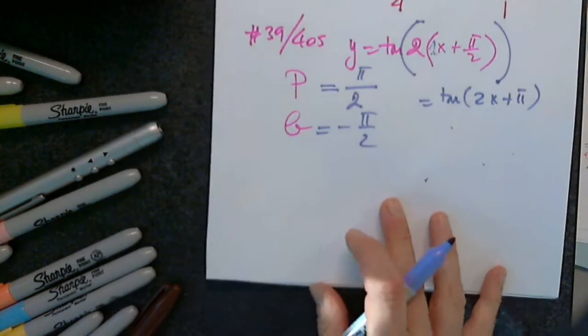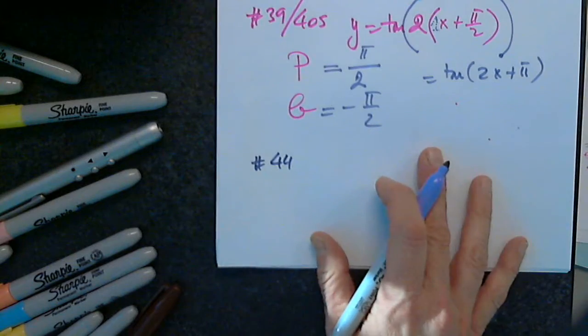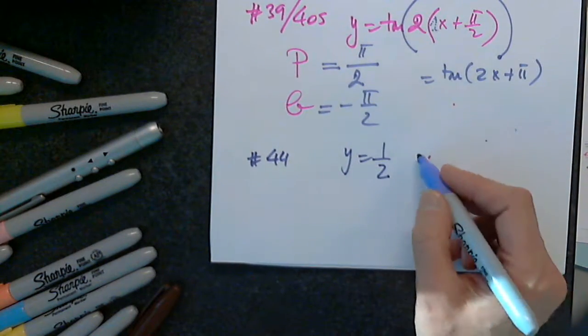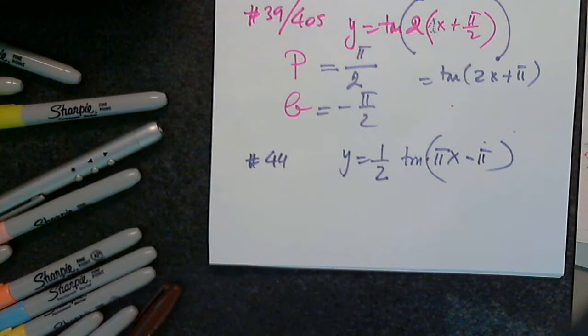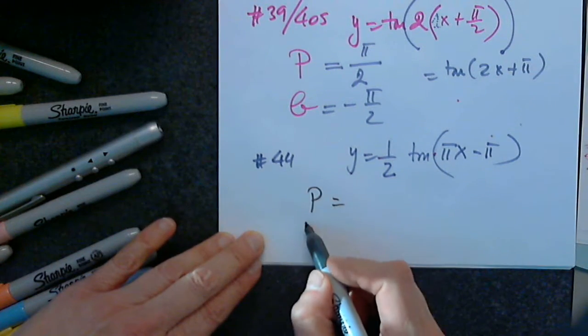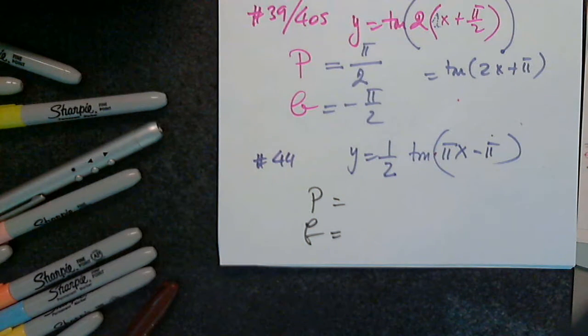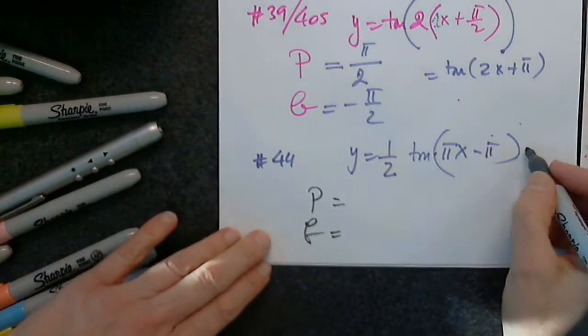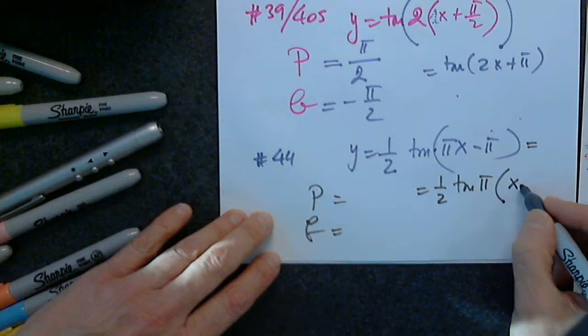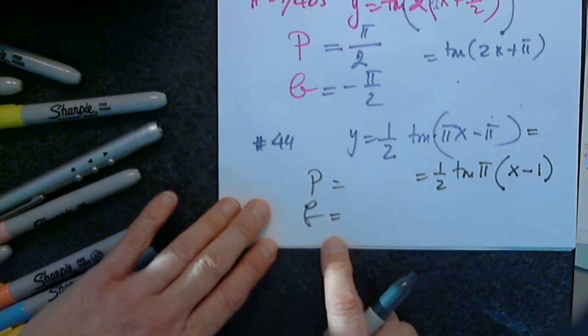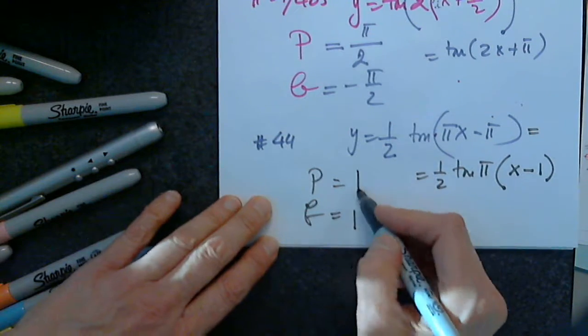Okay, let's look at one more for the same thing. Let's say 44: y equals 1/2 tangent of pi x minus pi. I would like to identify the period and the phase shift. So it would be 1/2 tangent pi, parentheses, x minus 1. So the phase shift will be 1, and the period will be 1.